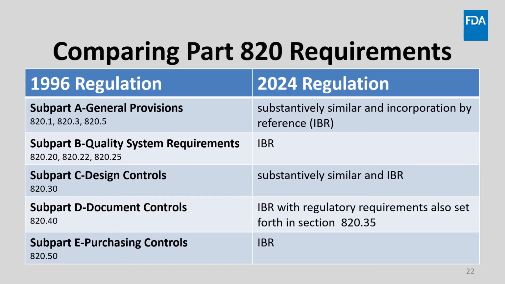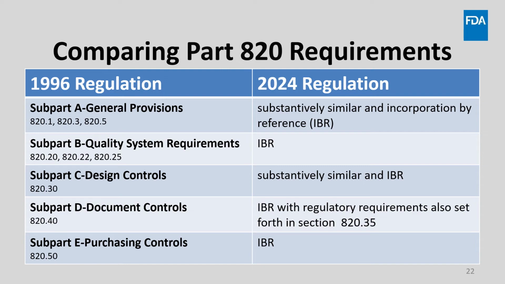Overall, the 2024 final rule amends many of the provisions of the 1996 Part 820 and incorporates by reference requirements of ISO 13485-2016 and Clause 3 of ISO 9000-2015 for the 2024 Part 820. The 2024 final rule establishes additional requirements that clarify certain concepts in ISO 13485-2016 and ensures that inconsistencies with other applicable FDA requirements are not created for the 2024 Part 820.